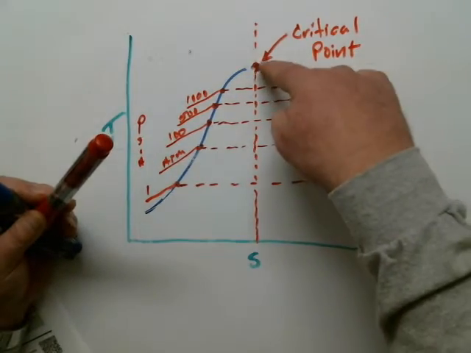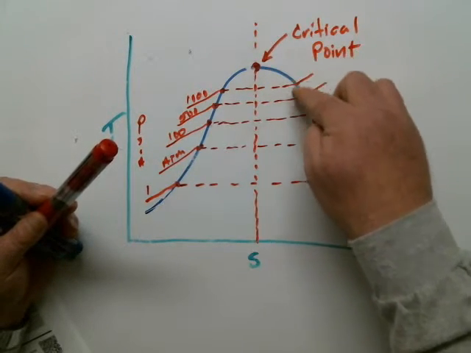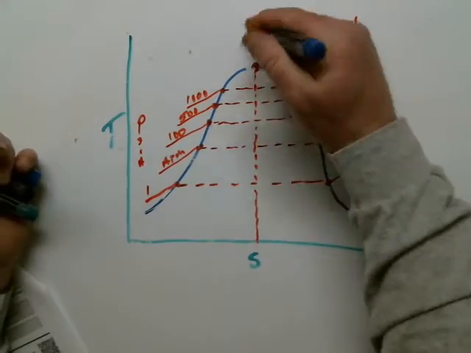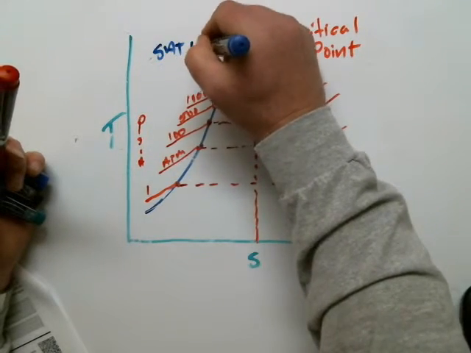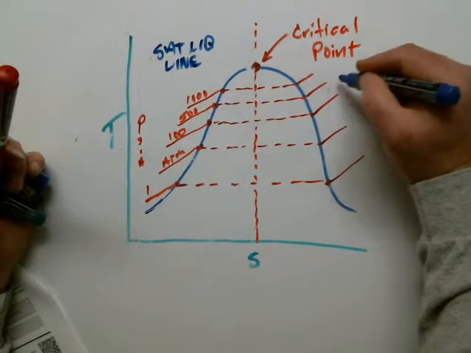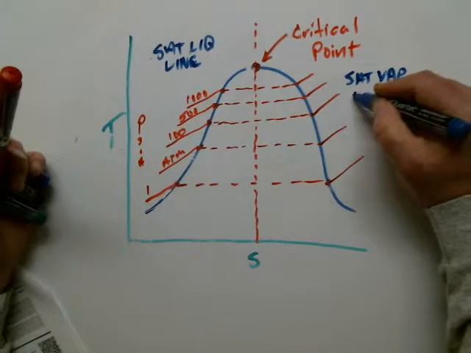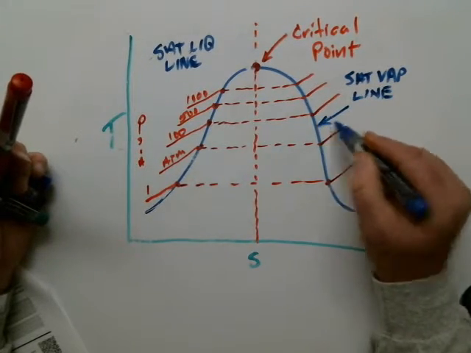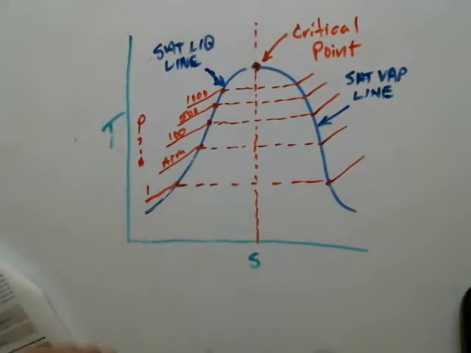And also it's true on this side of the critical point, we know that once they've reached all the way over to this line, they've become a saturated vapor. So the blue line left of this critical point is known as the saturated liquid line. And over here on the right-hand side, this is referred to as the saturated vapor line. That's this versus this. They are separated by the critical point.